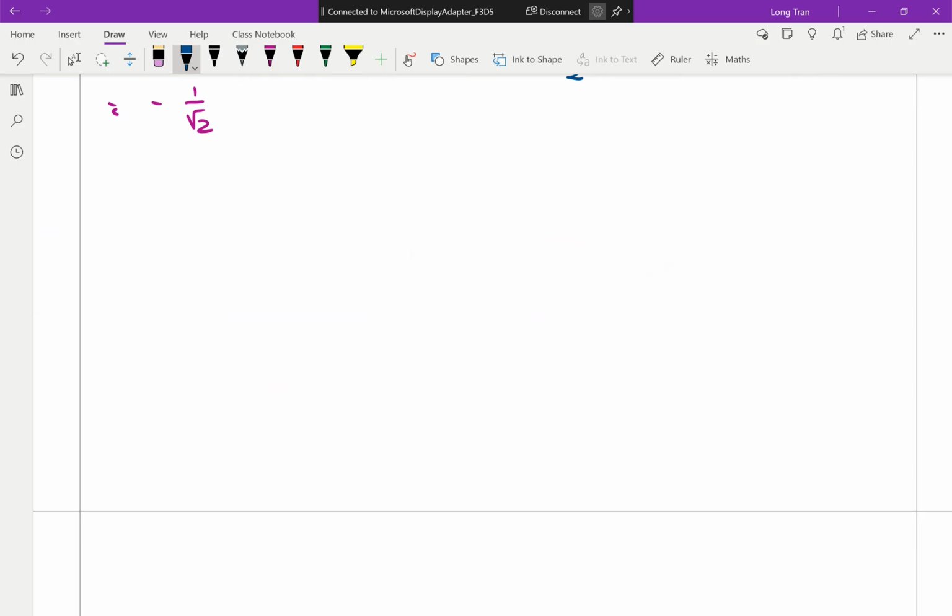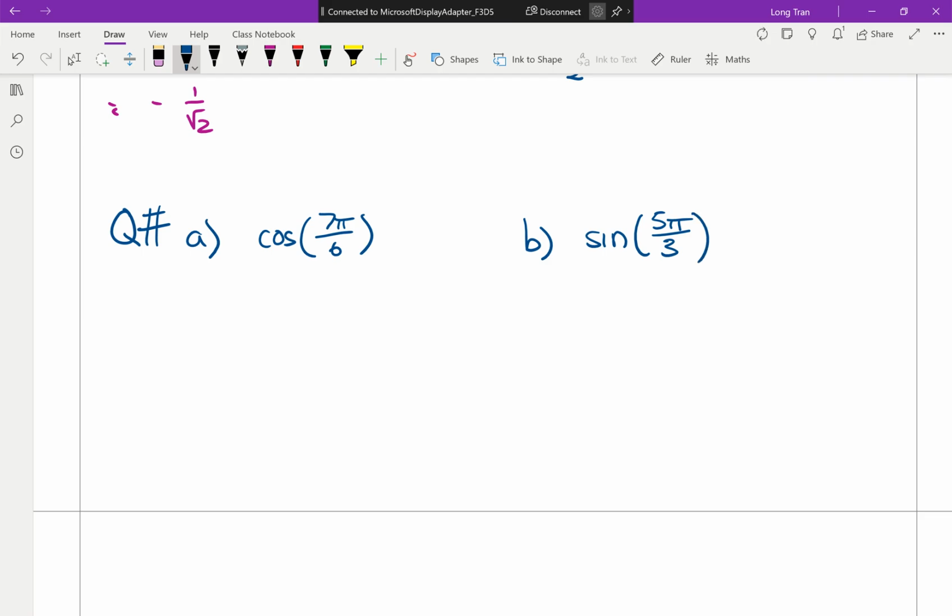Here we go. Question A. What is the cos of 7 pi on 6? B. Sine of, say, 5 pi on 3.